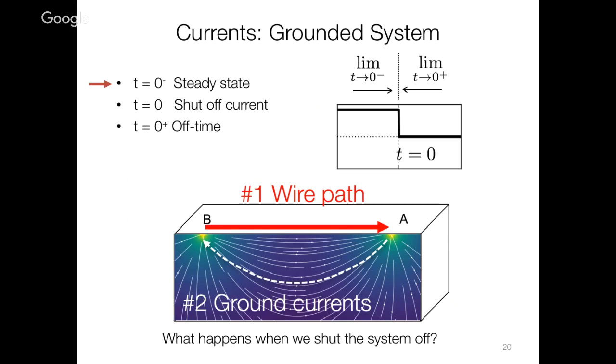What is going to happen if I turn the current off? It's actually easier to think about this in two parts. The first part is, let's consider a straight wire. I've got a wire carrying a current, right? And then I'm going to switch my current off. What is going to happen?